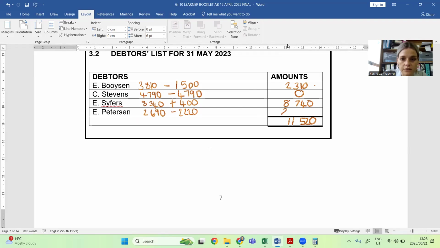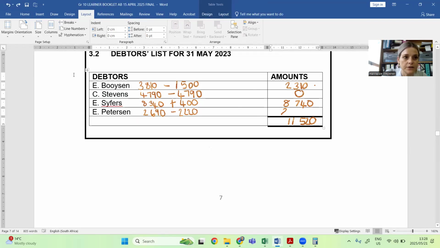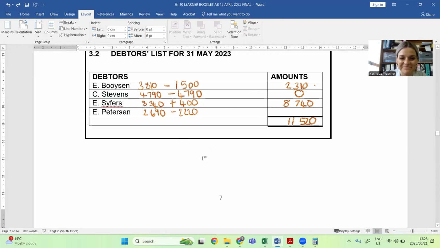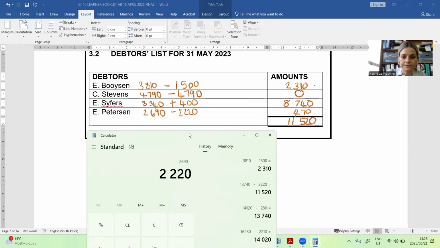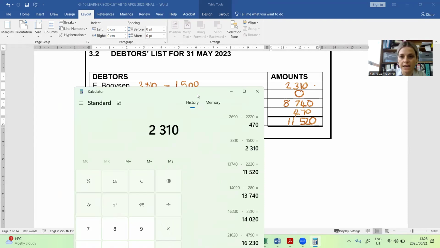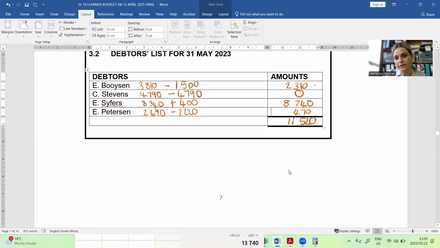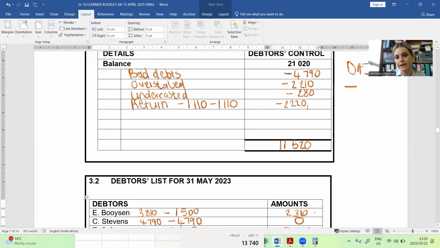So he now owes us, oh, not the 2. No, what am I doing? Let me just quickly remove that. There we go. So he only owes us 470 Rand. And as we know, I never trust my own math. So let's quickly add those totals. We have the 2,310 plus 8,740 plus 470, and we have a balance of 11,520. It's the same as my debtors control.